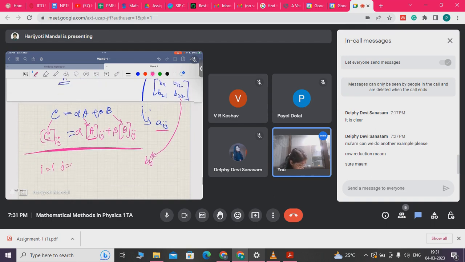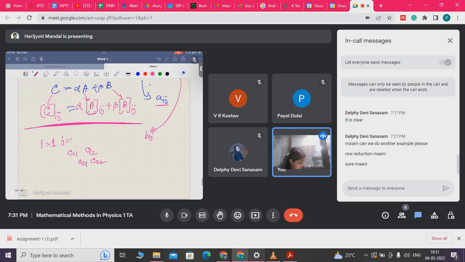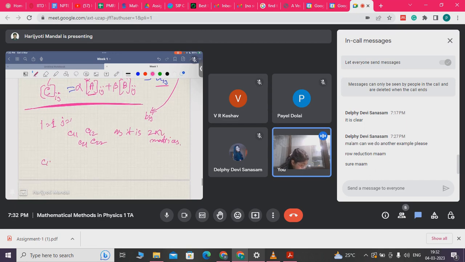Okay, so what does it mean? This line means, if we put i equal to 1, j equal to 1, we have four options: C11, C12, C21, C22, because these are 2 by 2 matrices. So let's put C11. What will we find?